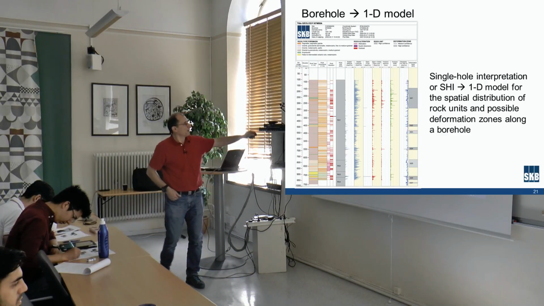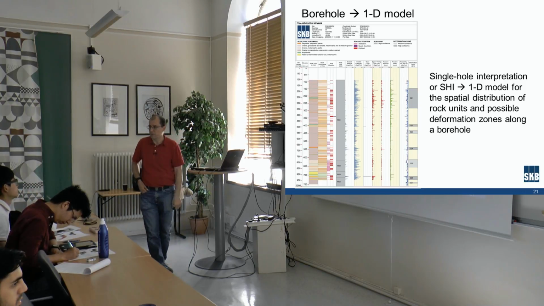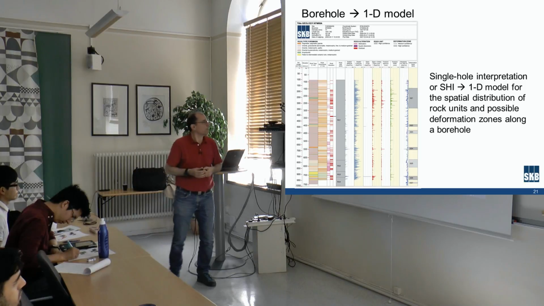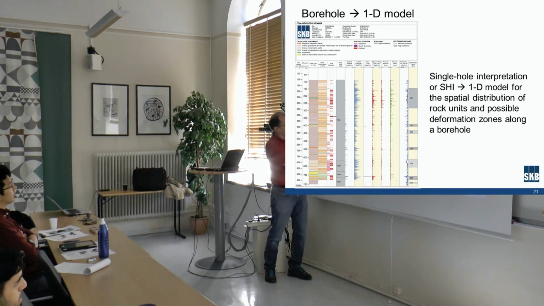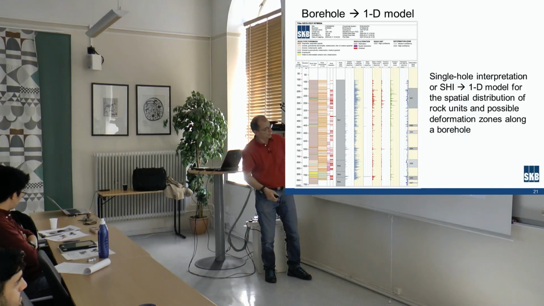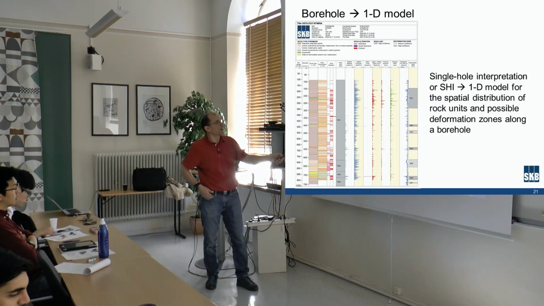So what we do is, looking at this part, you see it's a lot of rock types. You have to conceptualize. So we divide this into rock units with typical characteristics. And on this side, we look at the fracture frequency, we look at the oxidation, and we decide that this has to be a deformation zone.